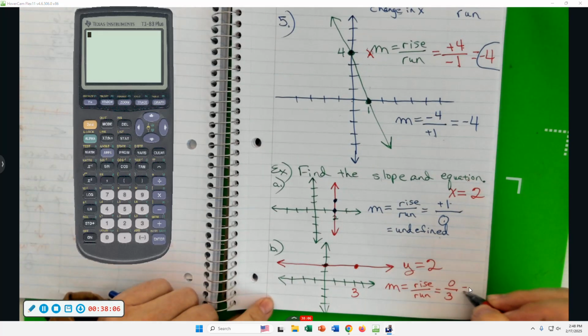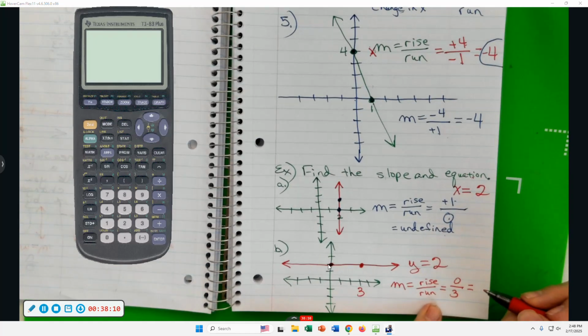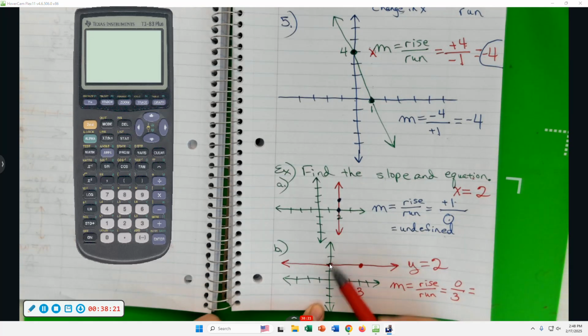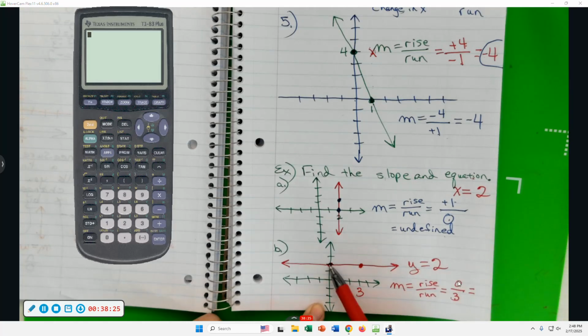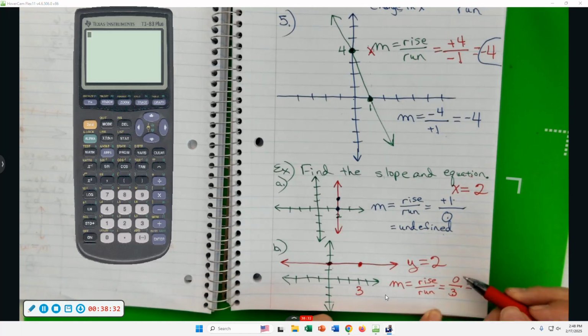But, okay. Let's see, since there seemed to be a little bit of uncertainty, let's just talk our way through. If you were telling someone how to move from this point to this one, you would say move up 0 and right 3. Up 0, so the rise is 0. And then we move to the right 3. Although it doesn't really matter. 0 divided by any non-zero number is 0.